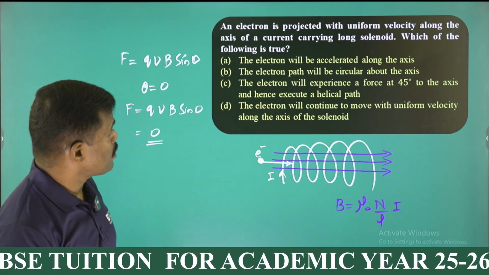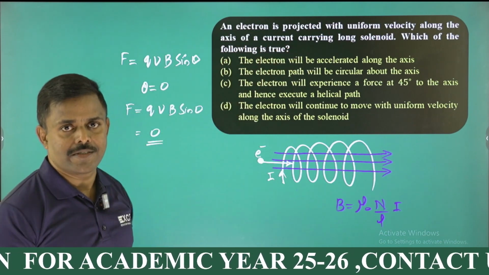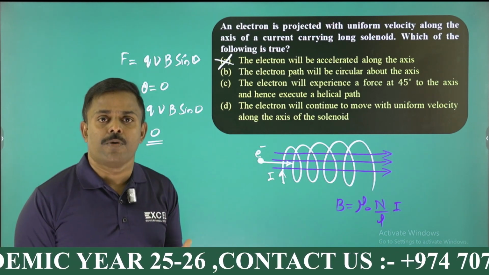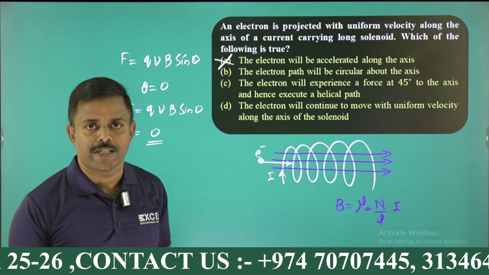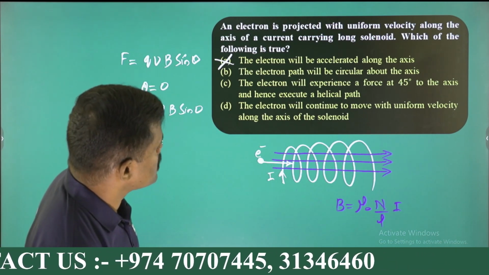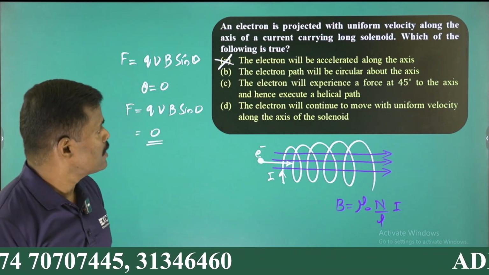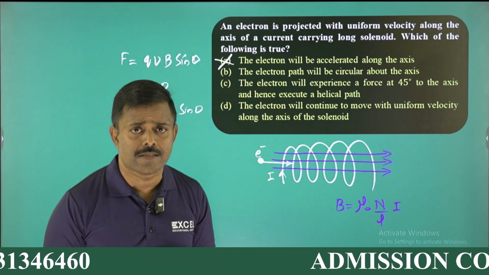So let us see the question options now. The electron will be accelerated along the axis. That's wrong, because the electron is not acted upon by any force. So no acceleration. No force, no acceleration. Correct. Let us look at the second one. The electron's path will be circular about the axis. That's also wrong. No force. Option C. The electron will experience a force at 45. That doesn't make any sense.